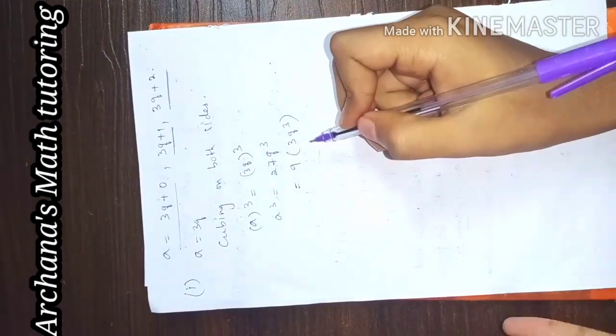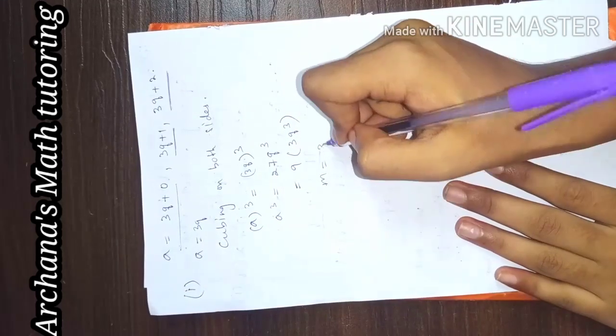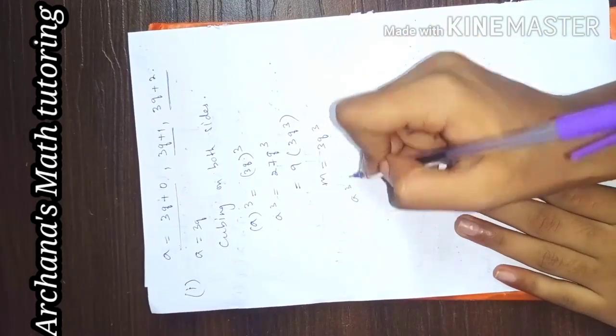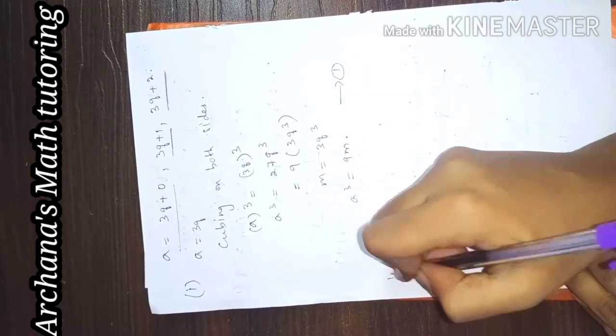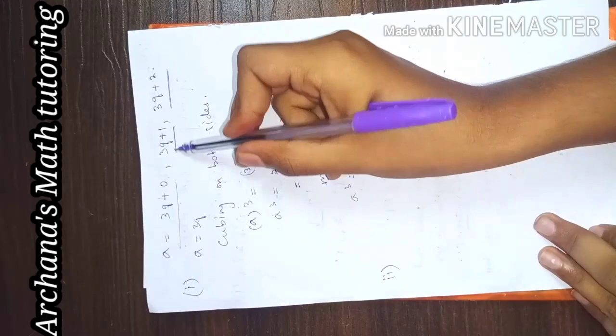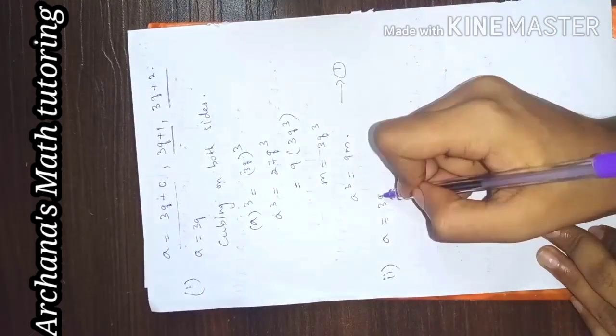So as we said 9m, we can take m is equal to 3q cube. Then we will be getting a cube is equal to 9 into m. This is the first case. Again, the second case is a is equal to 3q plus 1.